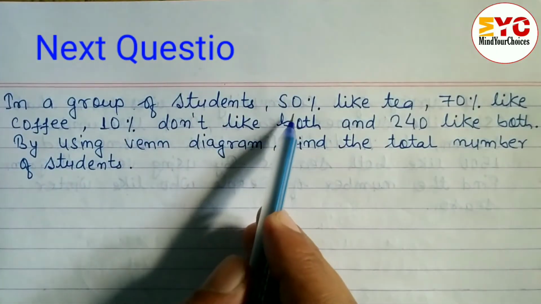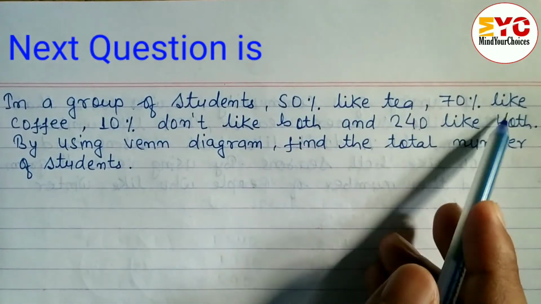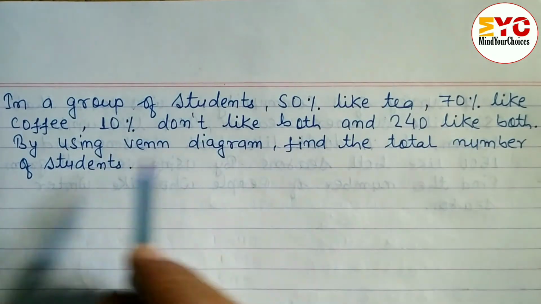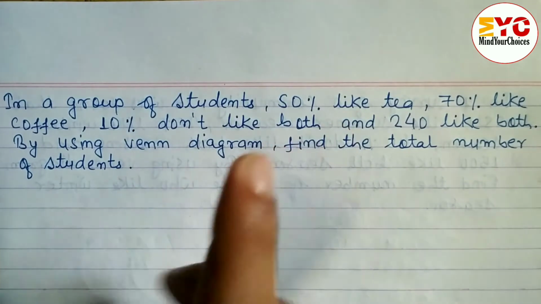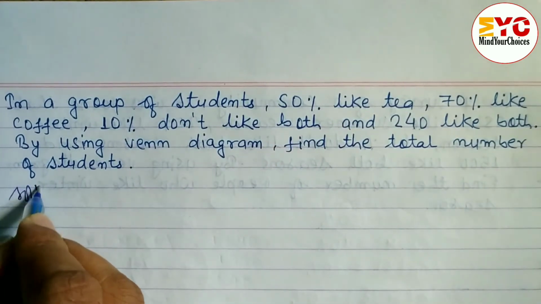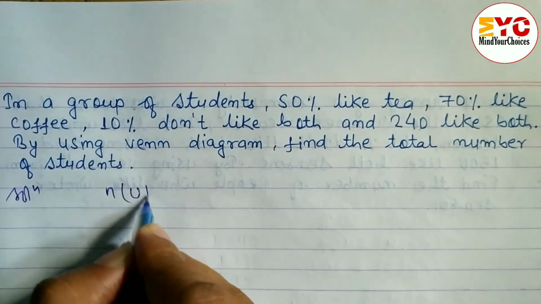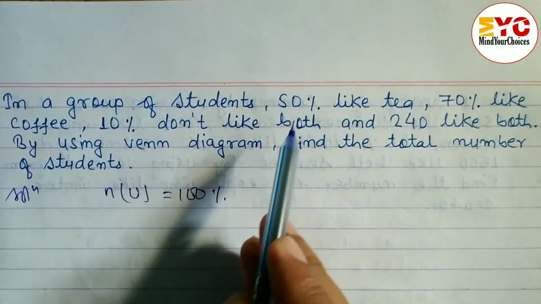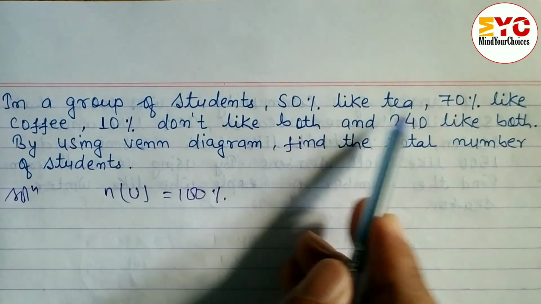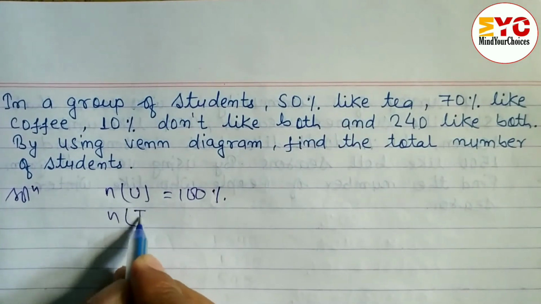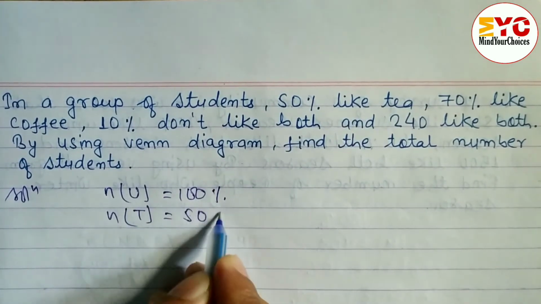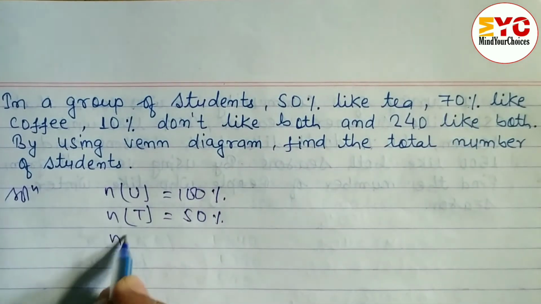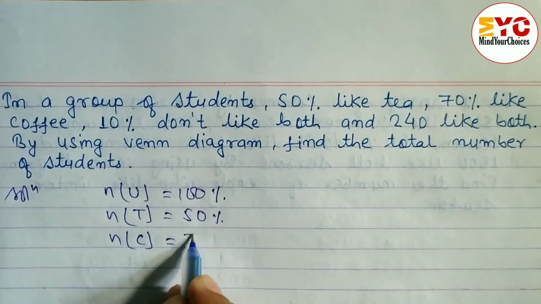In a group of students, 50% like tea, 70% like coffee, and 10% did not like both, and 240 like both. So if the question is in the form of percentage, we always let n(U) be equal to 100%. So here n(U) is equal to 100%. Similarly, 50% like tea, so the number of persons who like tea is equal to 50%. After that, 70% like coffee, so the number of students who like coffee is equal to 70%.